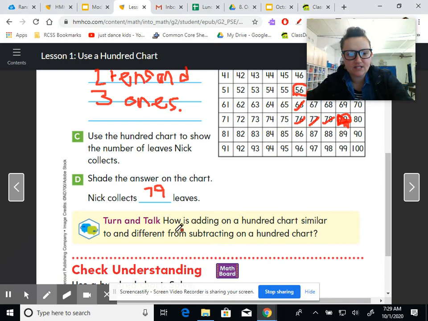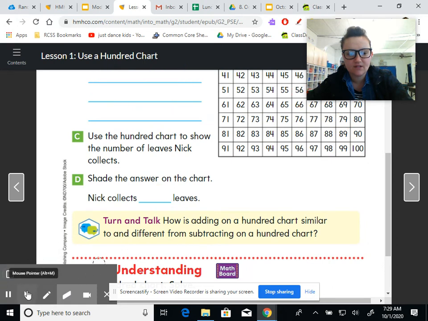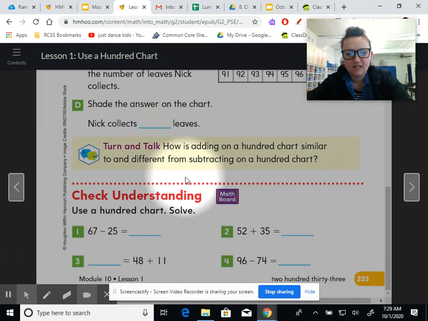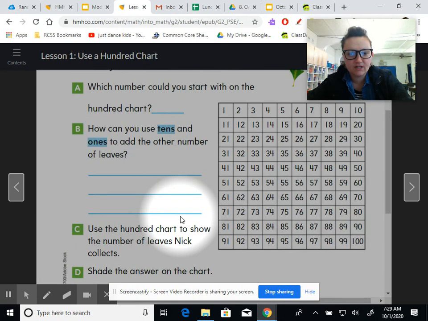Now, it says turn and talk. How is adding on a 100 chart similar to and different from subtracting? Well, first of all, you're counting forward instead of backward. But I would recommend you can also count forward for subtraction too. And I'll show you how to do that in just a second. So let me erase. Hopefully you got that answer. Remember, you can always go back. Use a 100 chart. Solve. Bingo. You got a 100 chart right here.